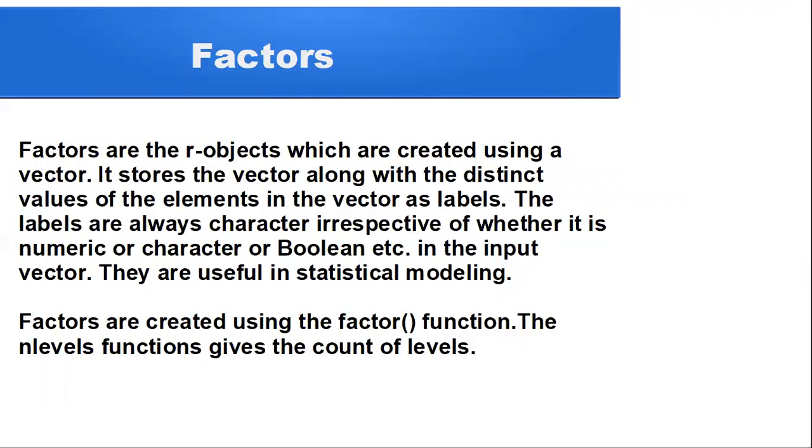Factors. R factor is used to store categorical data as labels. Factors are R objects which are created using a vector. It stores the vector along with the distinct values of the elements in the vector as labels. The labels are always character, irrespective of whether the input is numeric, character or Boolean. They are useful in statistical modeling.